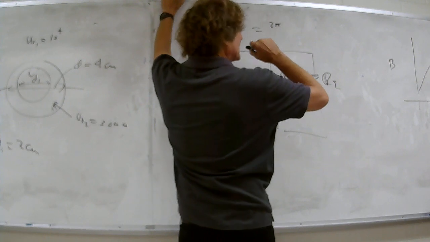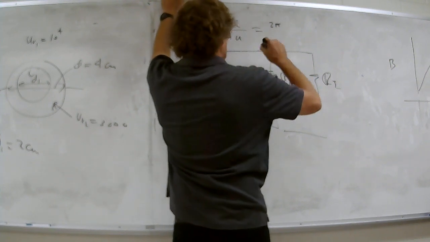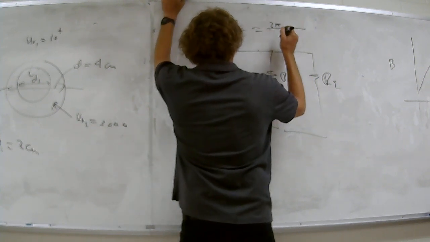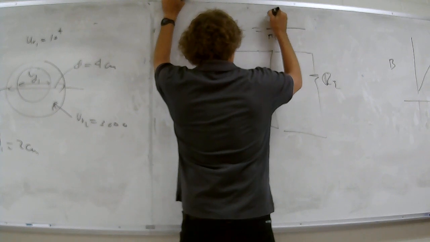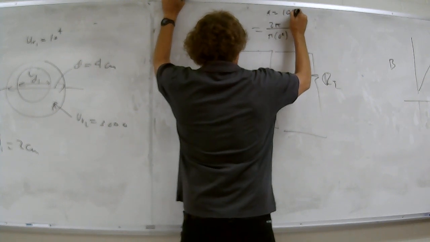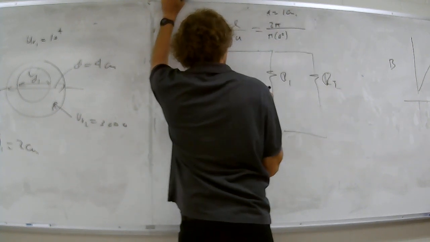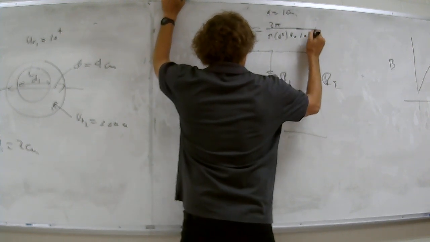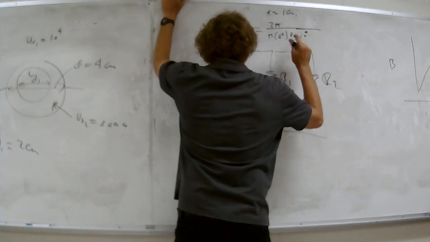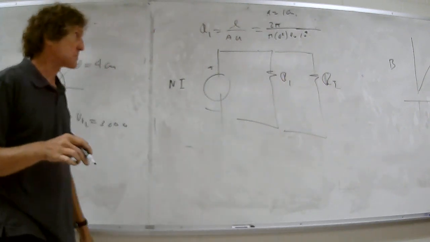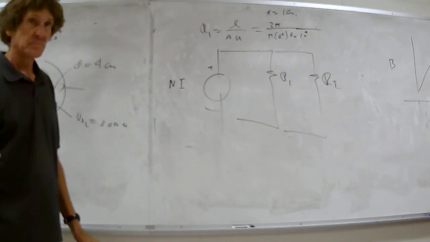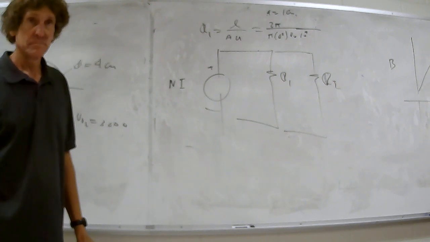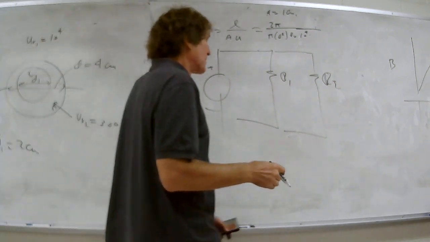You said the diameter or radius is 1 meter? Yep. All right, divided by the area of the inner one. Well, the area of the inner one is just pi a squared, right? And A is 1 centimeter, or 10 to the minus 2. And then mu of this one is going to be mu naught times 10,000, or 10 to the 4. And that would be the reluctance of the first one. Do y'all agree with this? Yes. What about the second one?